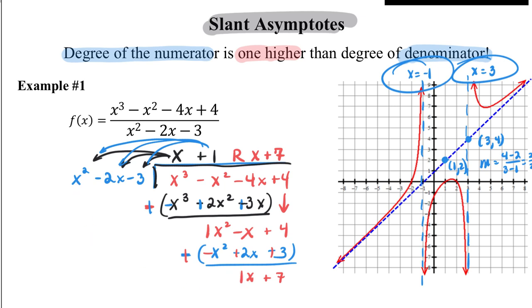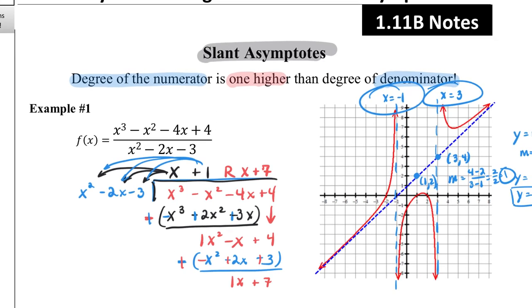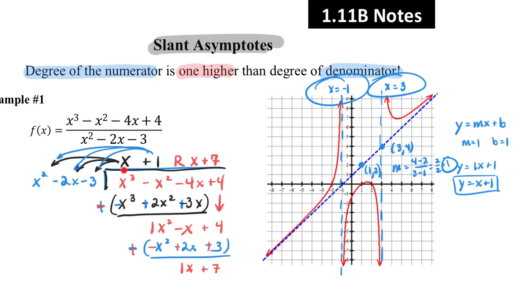Okay? Now I want you to notice something here. And this will always be true when you're looking for slant asymptotes. Your quotient without the remainder, x plus 1, is the equation of that slant asymptote. Okay, so we're going to have to do this division to find that part. Now, I do want to point out this.